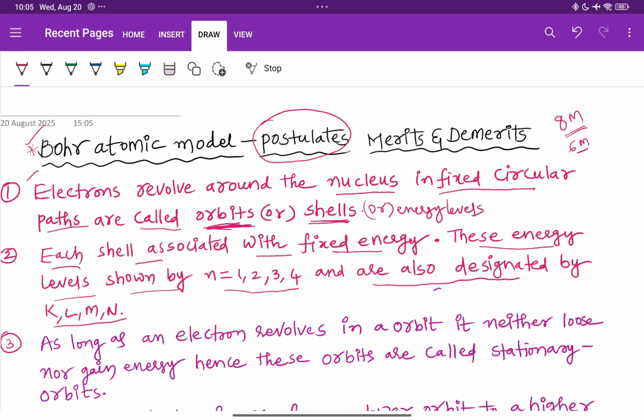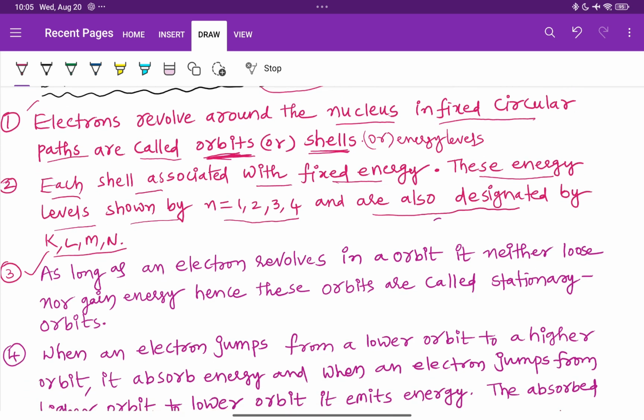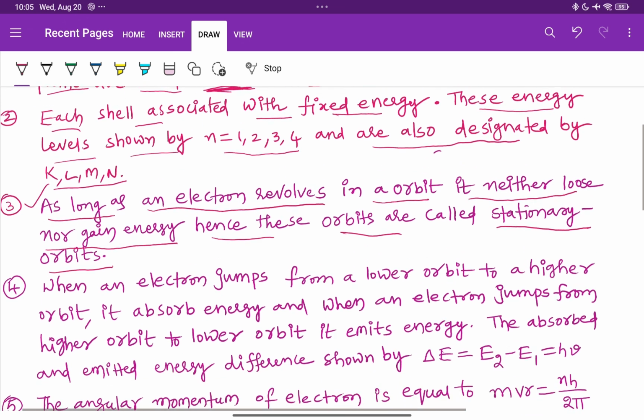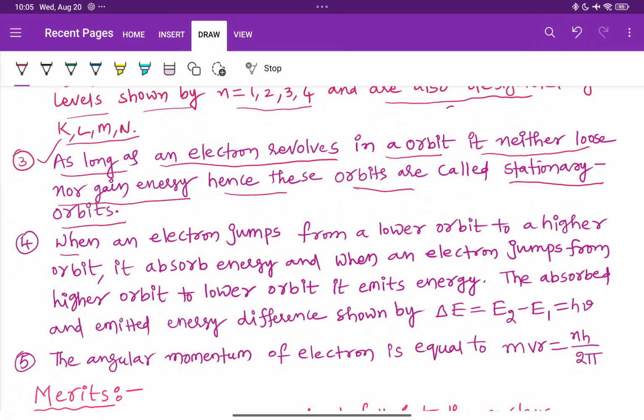And third point, as long as an electron revolves in an orbit, it neither loses nor gains energy, hence these orbits are called stationary orbits. And fourth postulate is, when an electron jumps from a lower orbit to a higher orbit, it absorbs energy, and when an electron jumps from a higher orbit to a lower orbit, it emits energy in the form of radiation.